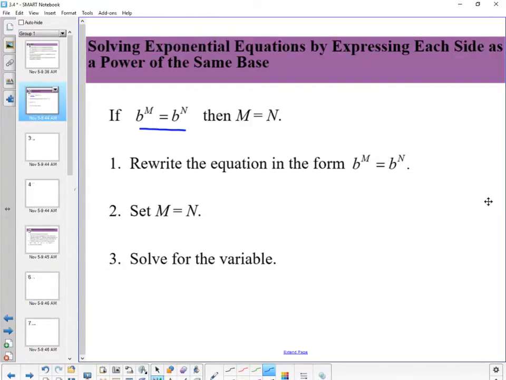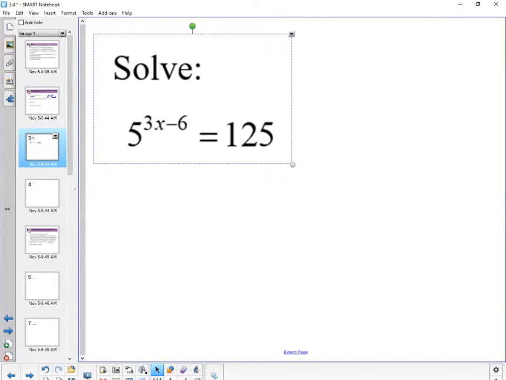If I have 5 to some exponent, and I'm saying that equals 5 to the 4th, then that means that x is also equal to 4. I just did all this process with that blue part, so all these steps are right there. All right, so let's try that out. You guys ready? Here's this example.